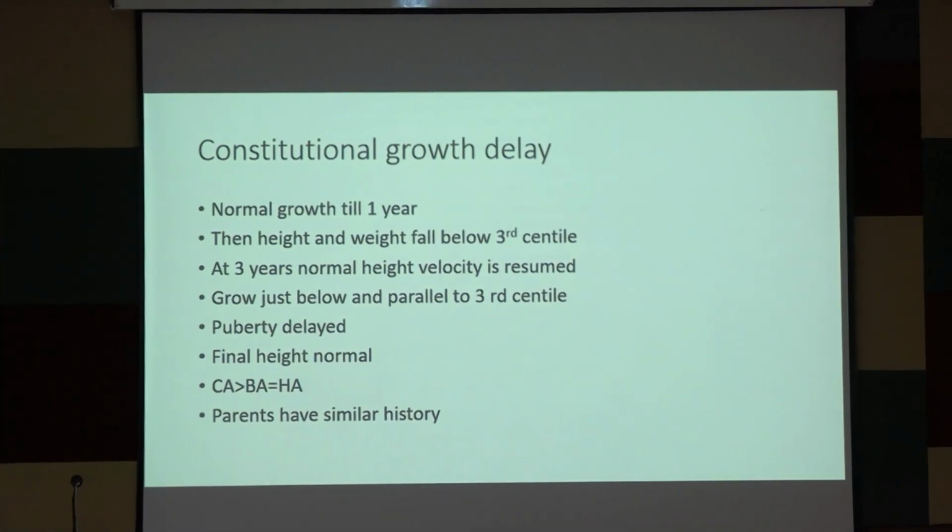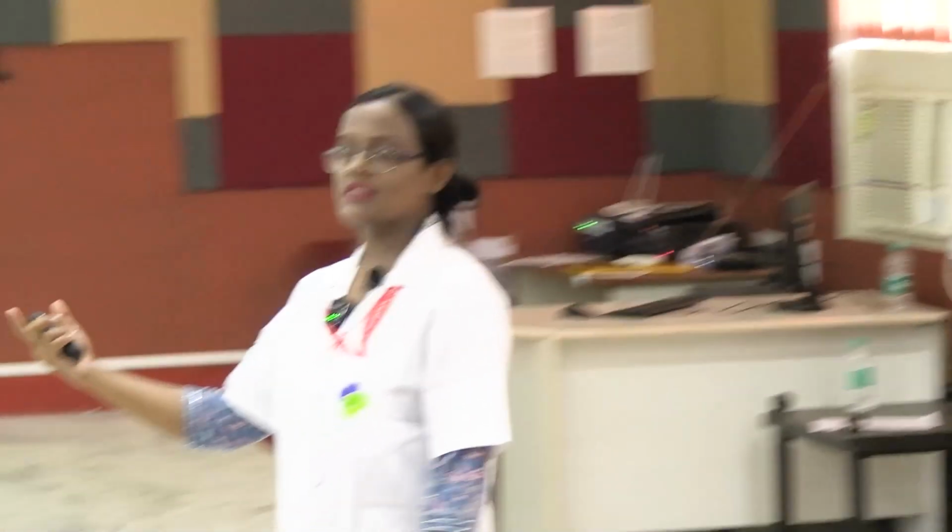Their height velocity will be normal, except in puberty, because their puberty will be delayed. Delayed puberty causes a delayed growth spurt. But even if there is a delayed growth spurt, the final height will be normal. In familial short stature, what was happening? The final height is expected to persist below the 3rd percentile. But in constitutional delay, the final height will be normal.